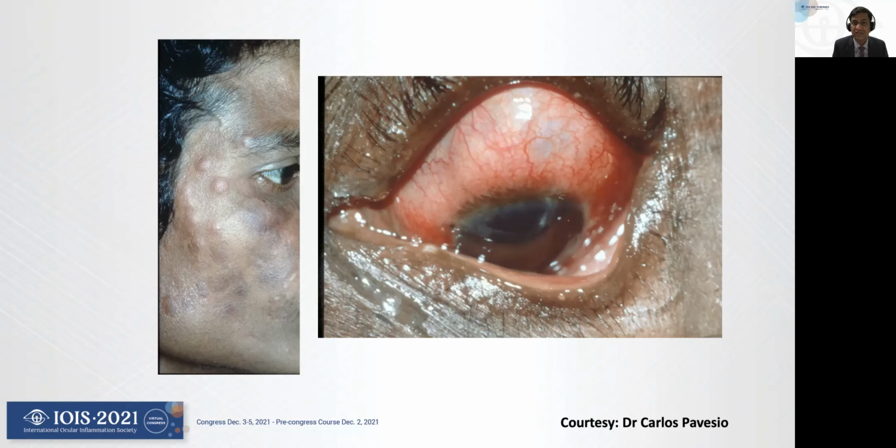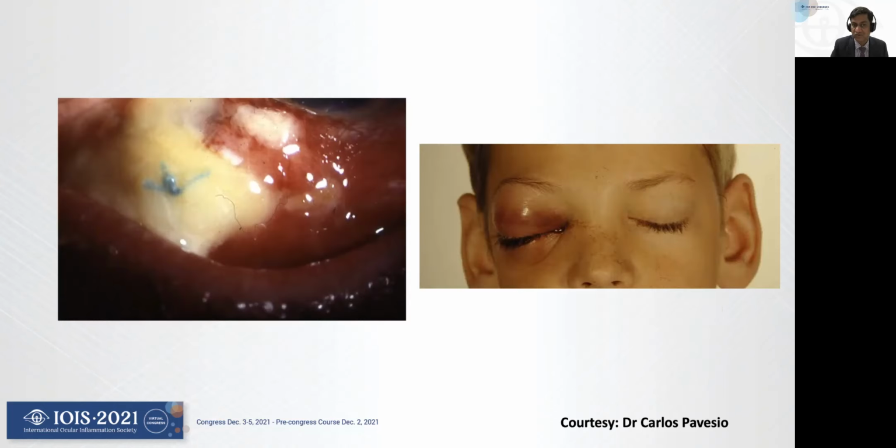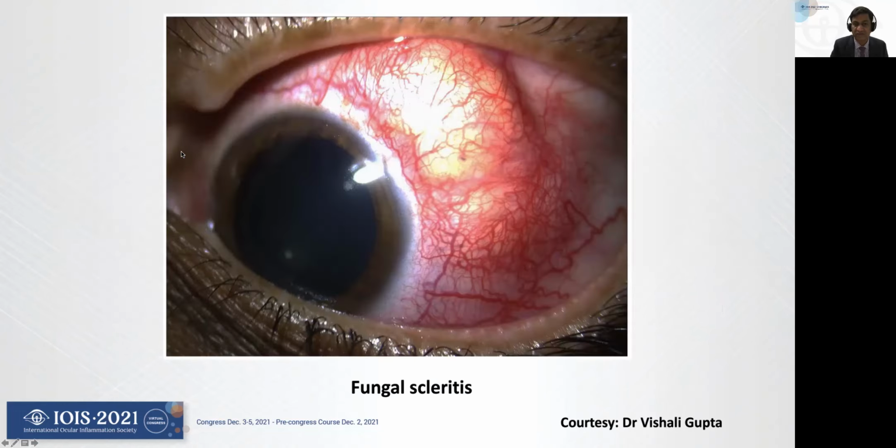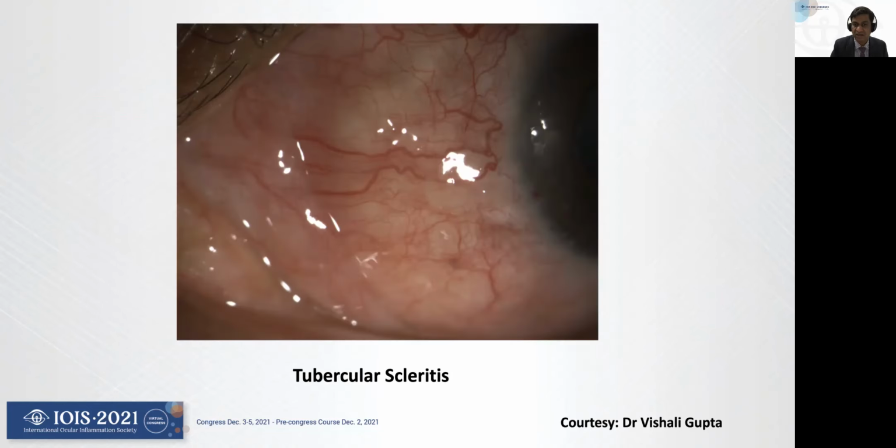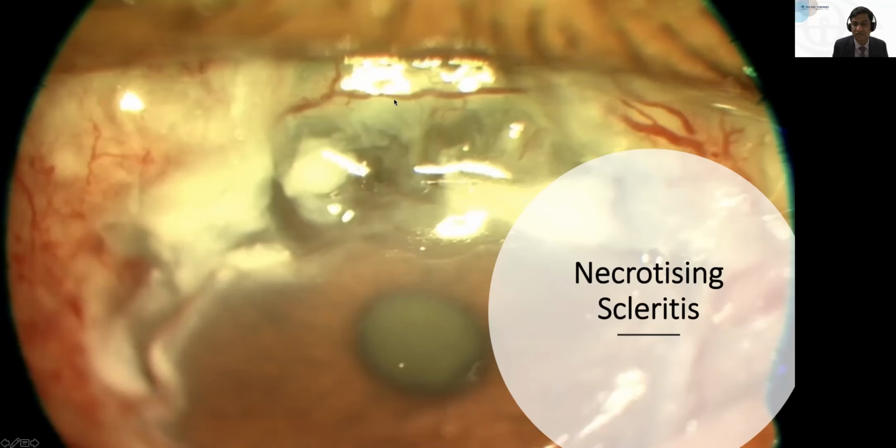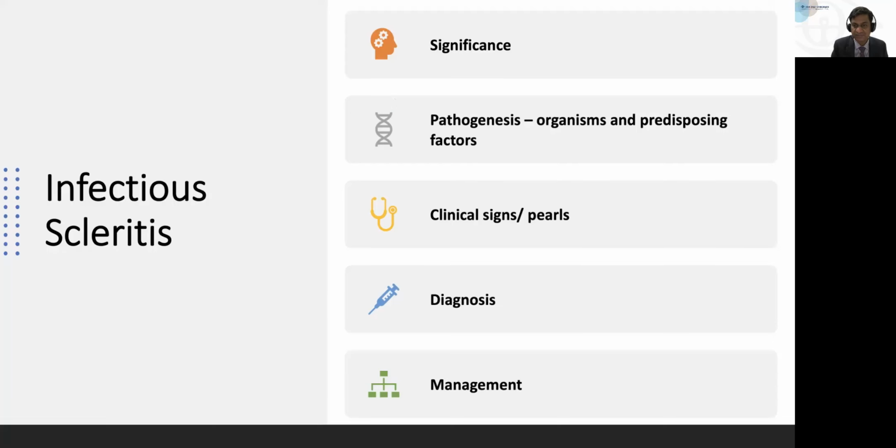It can also be seen in patients with herpes zoster infection, and in post-surgical patients, as we have discussed. Here it is quite straightforward, with an infective-looking lesion pointing outwards. Again, a picture of fungal scleritis, and a picture suggestive of tubercular scleritis. One needs to be very careful to differentiate it from necrotizing scleritis.